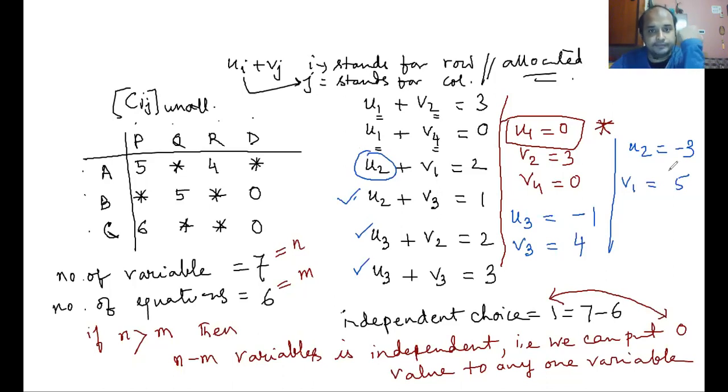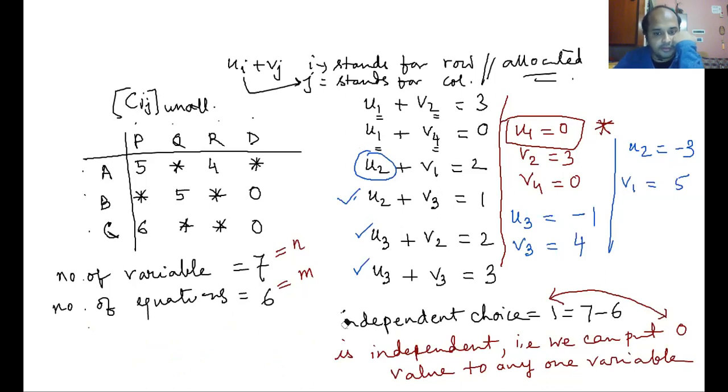Sir, yes, sir. Can I ask? Yeah, sure, always. Sir, just number of variables is 7 and number of equations is 6. So how do we just find this number of variables equal to 7?